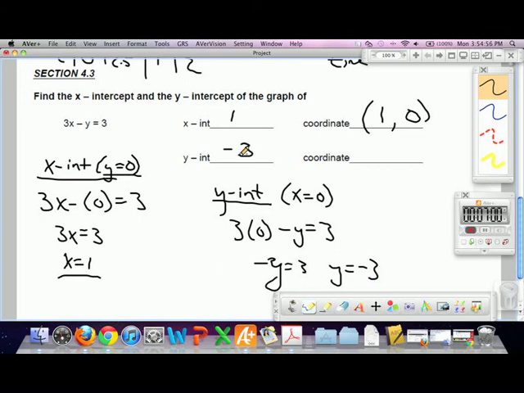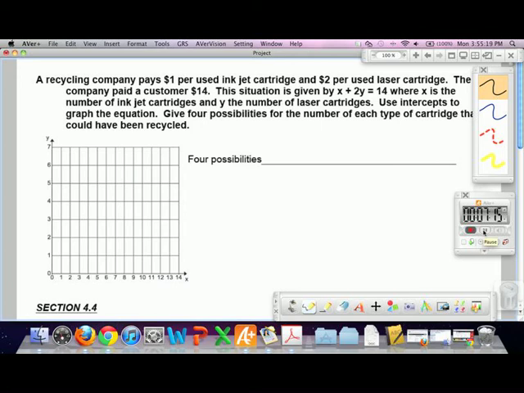Y-intercept is negative 3, or as a coordinate, x is 0, y is negative 3. Turn the page.